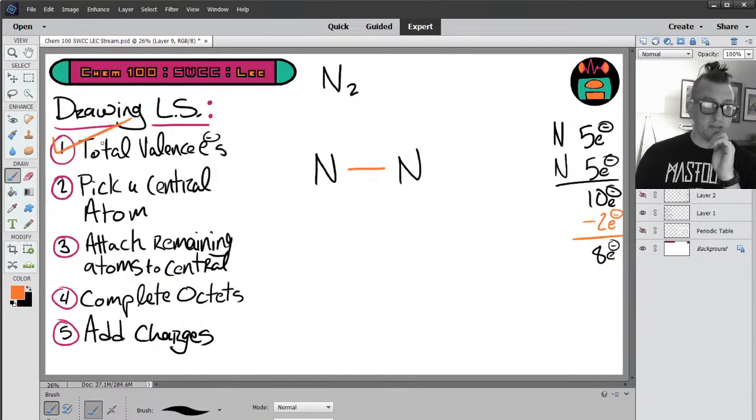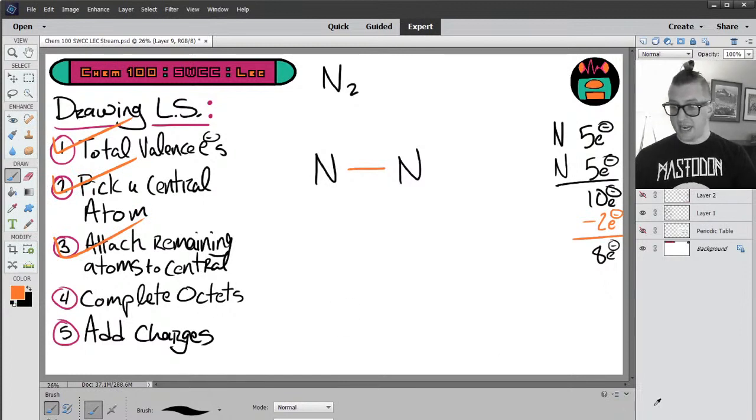So at this point, we have totaled our electrons, picked a central atom, and attached the remaining atoms to the central. Now we got to complete some octets. Right now, each nitrogen has 1 bond, so it only has access to 2 electrons. So to complete our octet is going to require us to spend 6. It's 6 electrons to complete the octet of 1 nitrogen.